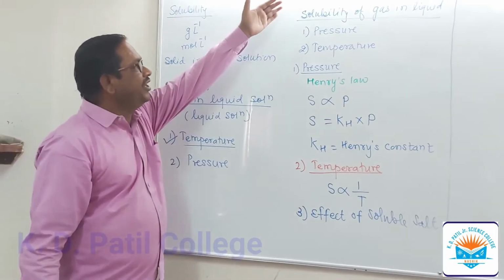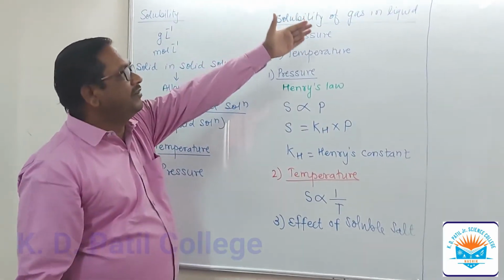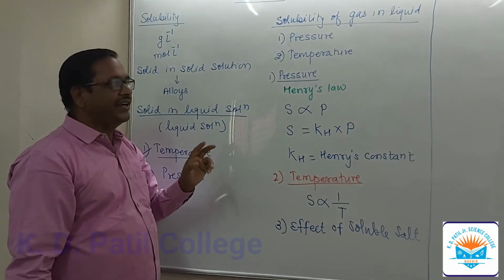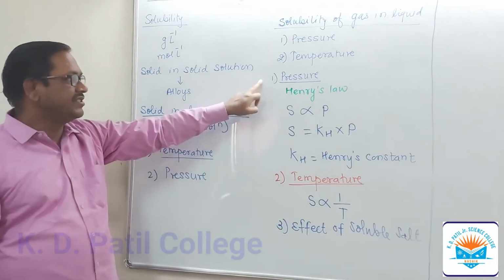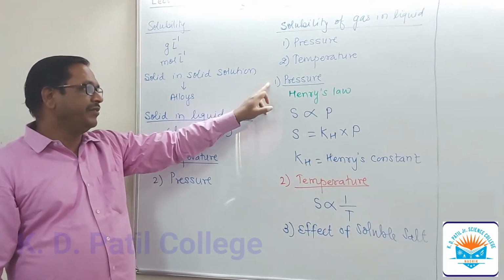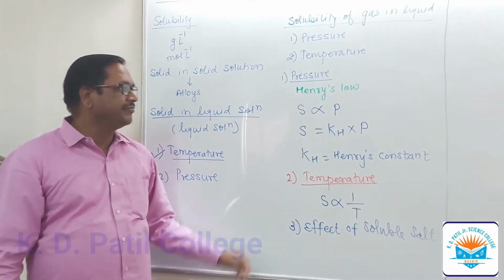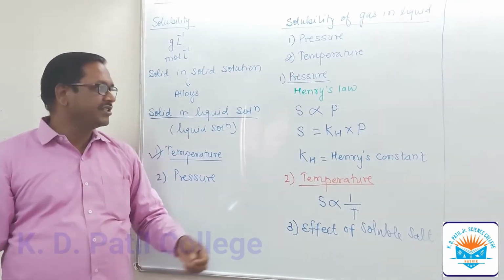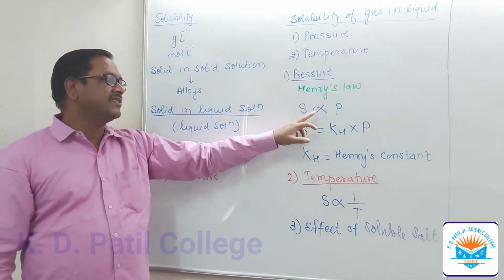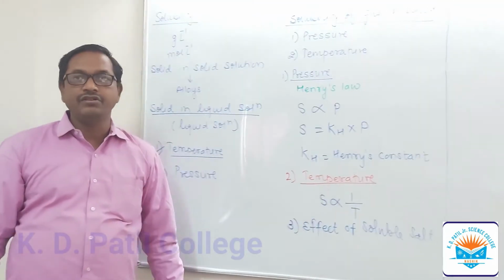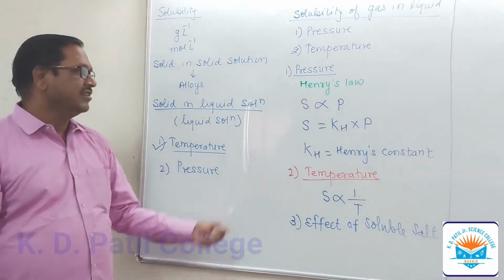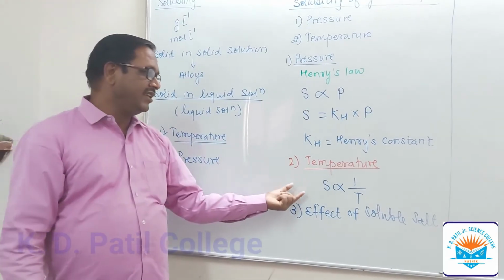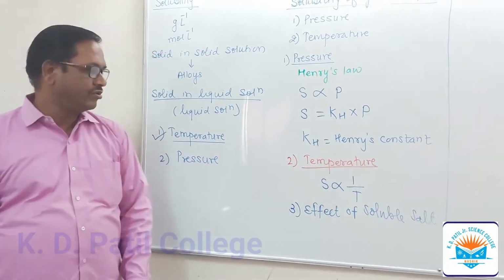Now the second point is the solubility of gas in liquid. The solubility of gas in liquid is affected by three factors. First is the pressure. For pressure, Henry's law is given. Henry's law states that at any constant temperature, the solubility of gas in liquid is directly proportional to the pressure of the gas. And for temperature, the solubility of gas in liquid is inversely proportional to temperature.